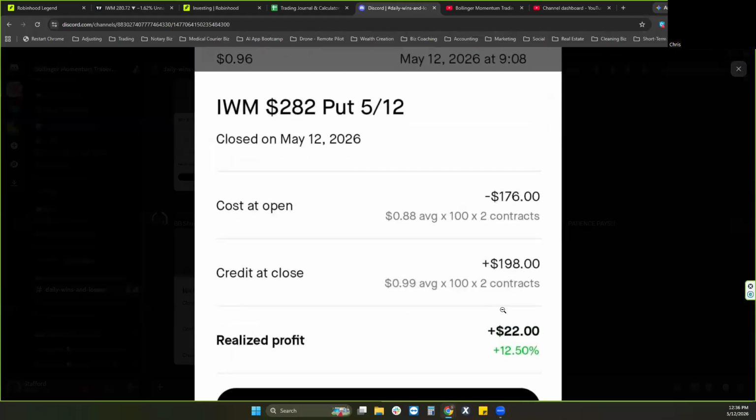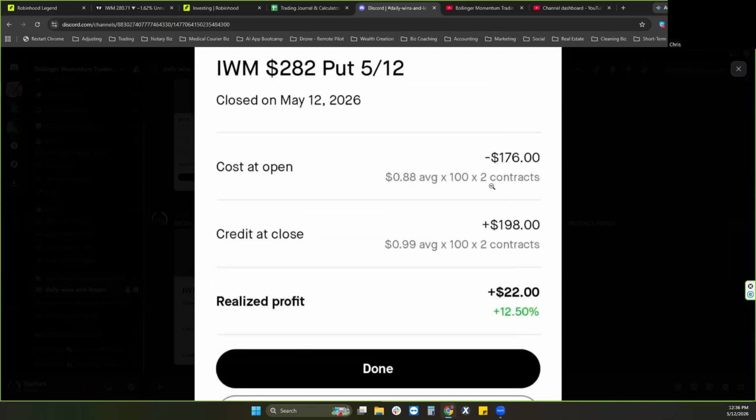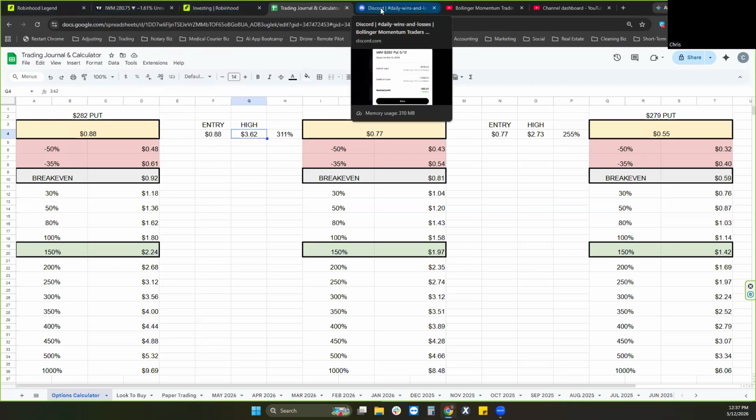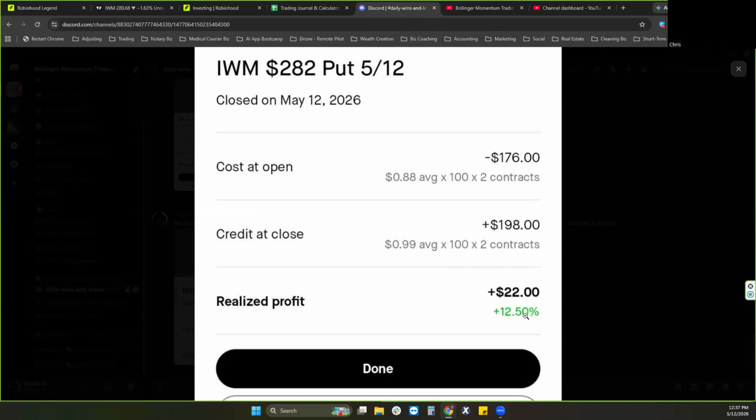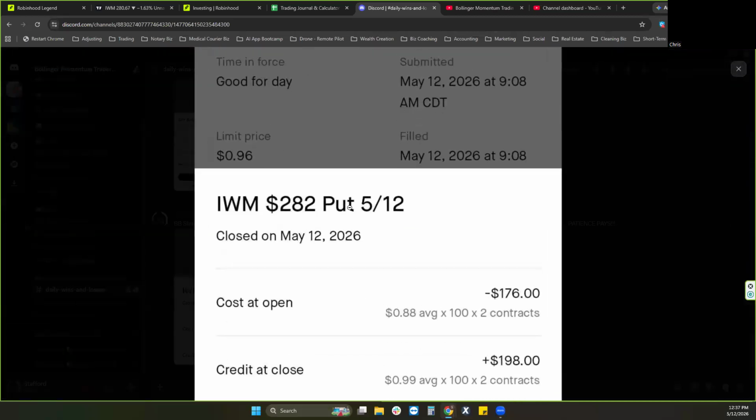This was the first trade here. The exit was at 9:08. Got in 88 cents was the average for two contracts. And then we exited at 98. That trade actually ran for, got in at 88, it hit a high of 3.62. So that would have been a 311% gain. But what we got out of it was a 12.5% gain. And also, this was the 282 put.